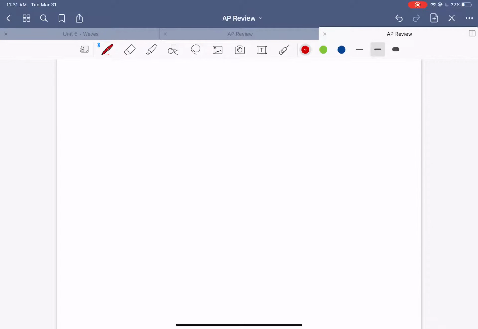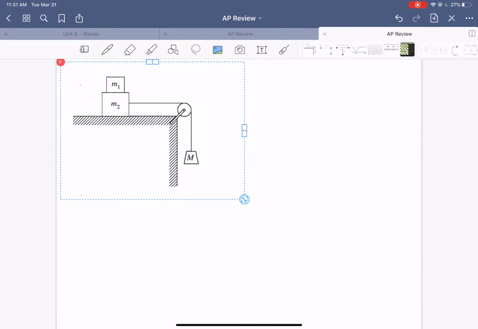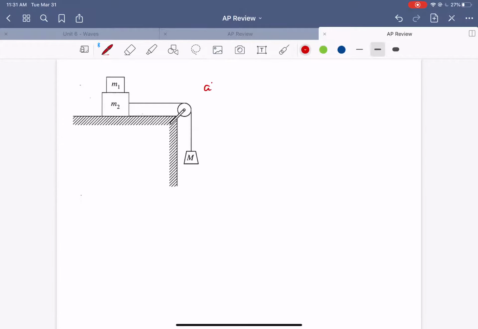Okay, problem 3 gives us this sort of modified Atwood machine here. So we have 2 blocks stacked on top of each other, and they're connected to a third block via a rope and pulley system. All right, so the first part of this problem just asks you to draw arrows representing the forces acting on the various blocks. So these are each worth a single point each.